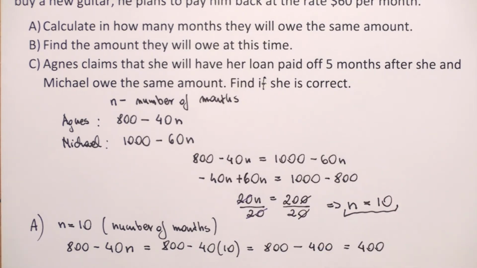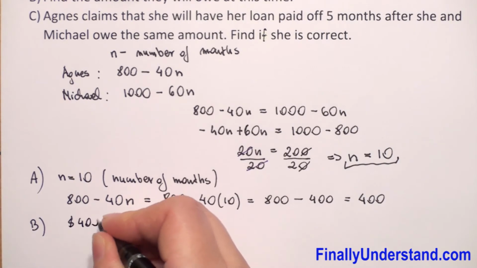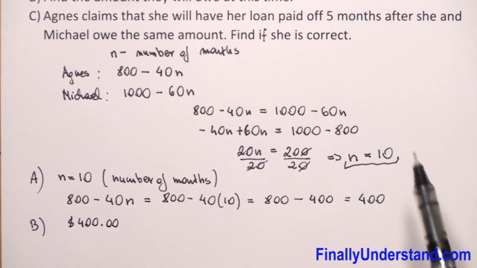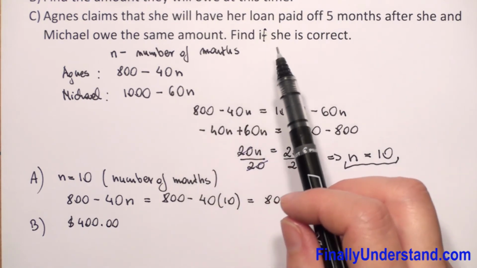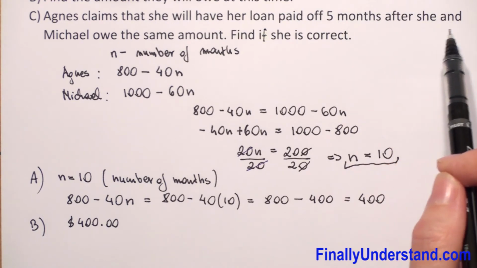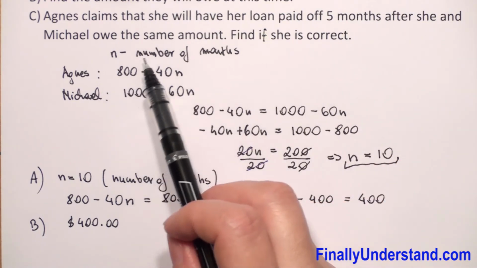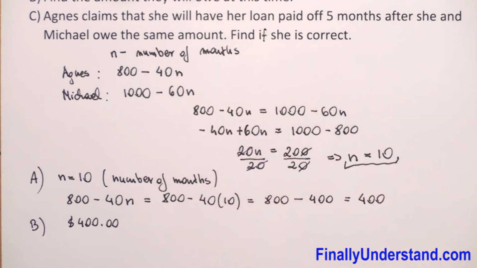After 10 months, they both have to return $400. So the answer to question B is $400. And the last question: Agnes claims that she will have her loan paid off 5 months after she and Michael owe the same amount. Find if she is correct.